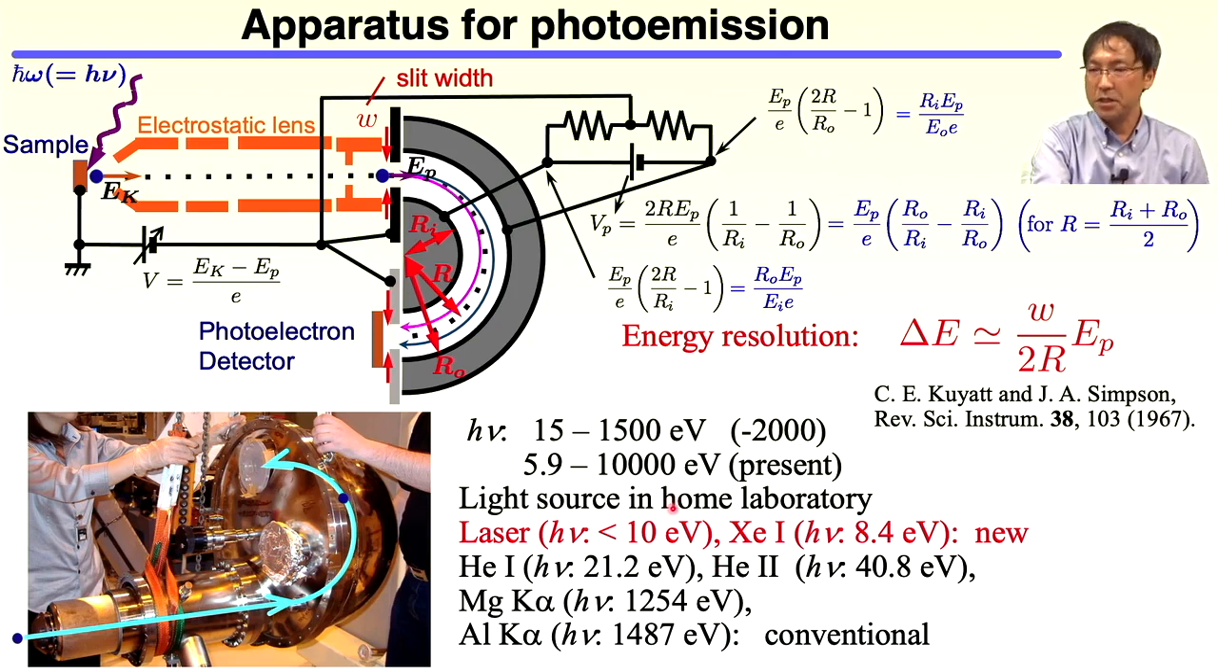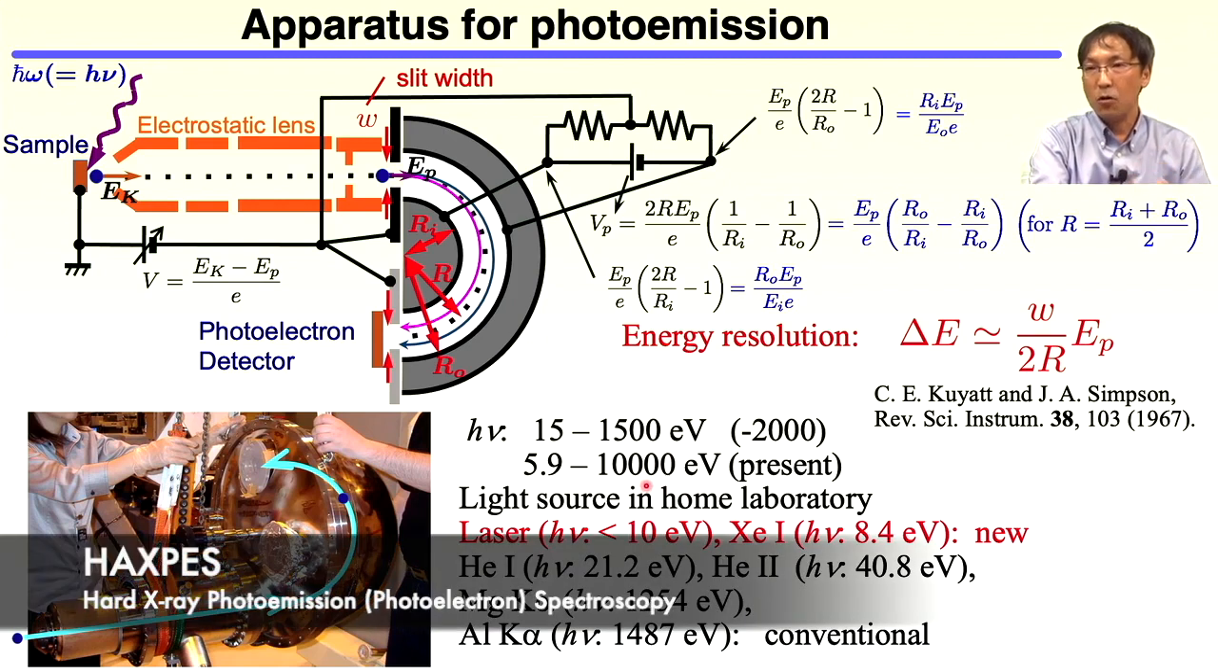Nowadays, the photon energy range becomes wider and wider. The lowest is slightly below 6 electron volt by using laser, which is still higher than the work function of the material in most cases. The highest is of the order of 10 keV in hard X-ray region. When we use such high energy X-ray, we call the photoemission HAXPES, hard X-ray photoemission spectroscopy.